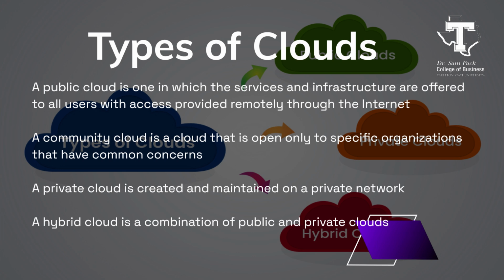Hybrid cloud. This setup combines both public and private clouds. It's like having the best of both worlds, allowing you to use public cloud resources for less critical tasks while keeping sensitive operations in a private cloud. This flexibility helps balance cost, security, and performance. Understanding these cloud types will help you choose the right environment for your needs, whether you're looking for cost efficiency, control, or a mix of both.